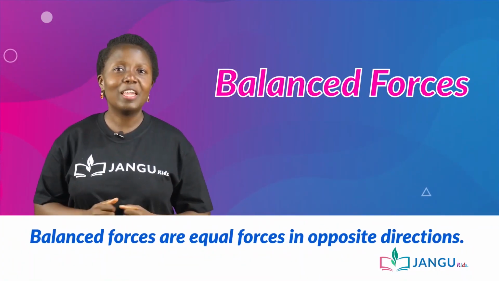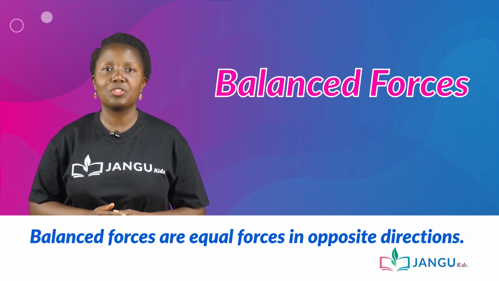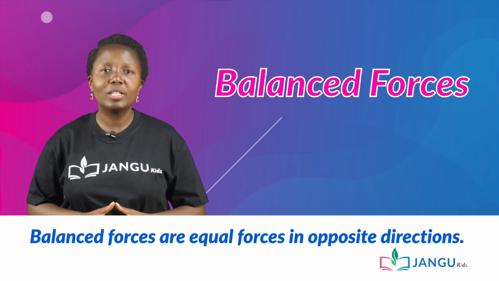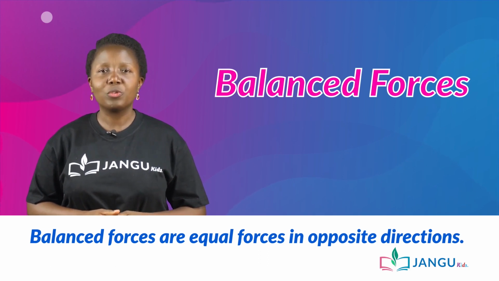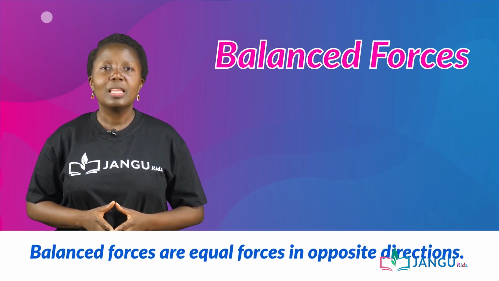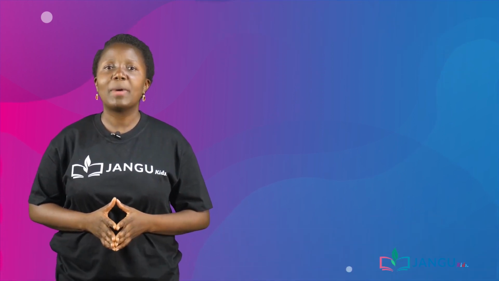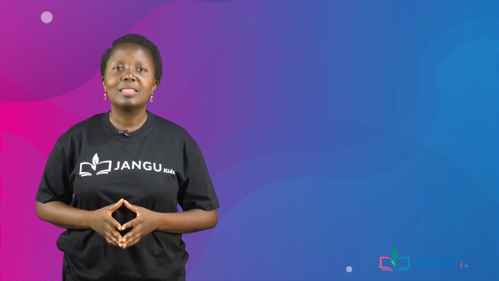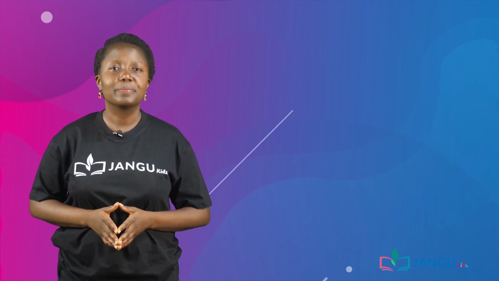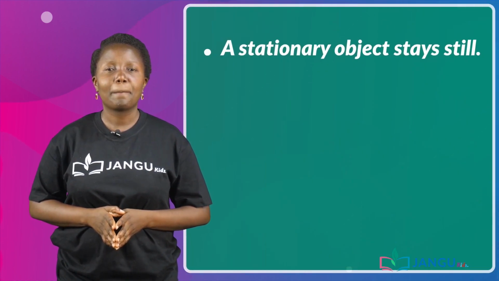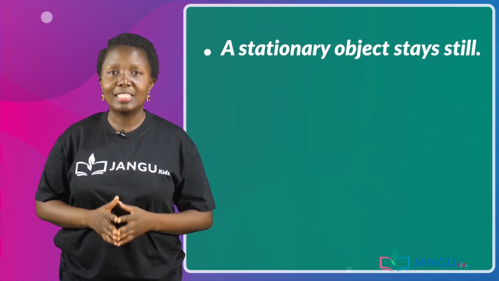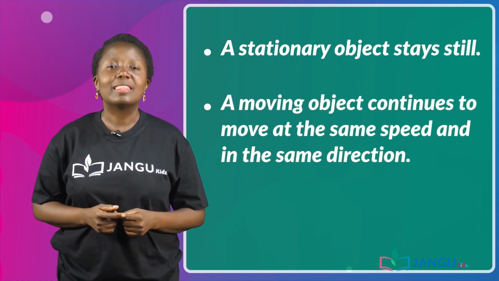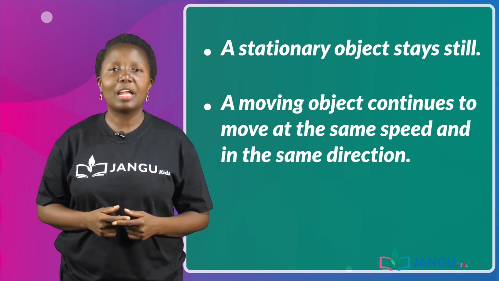Balanced forces are equal forces in opposite direction. That is, when two forces acting on an object are equal in size but act in opposite direction. If the forces on an object are balanced, or if there are no forces acting on it, this is what happens. A stationary object stays still. A moving object continues to move at the same speed and in the same direction.